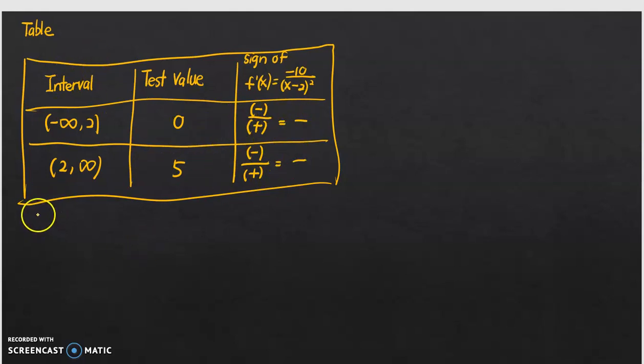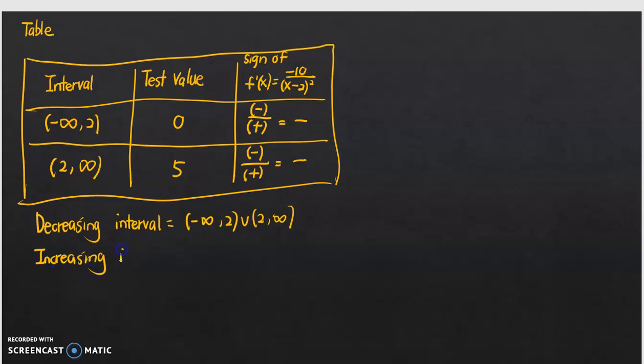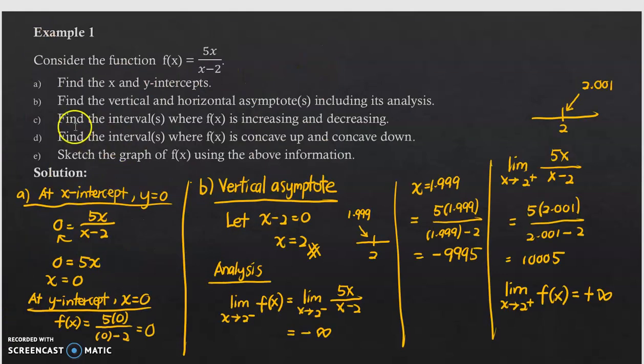So that means the decreasing interval is from negative infinity until 2 and 2 until infinity. Whereas for increasing interval, we can write as none. Does not exist. So it's none. It doesn't have an increasing interval. So this is for C.